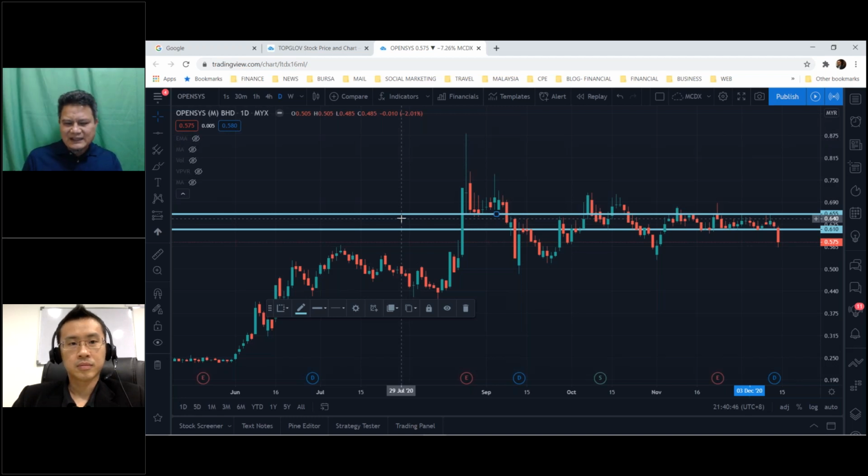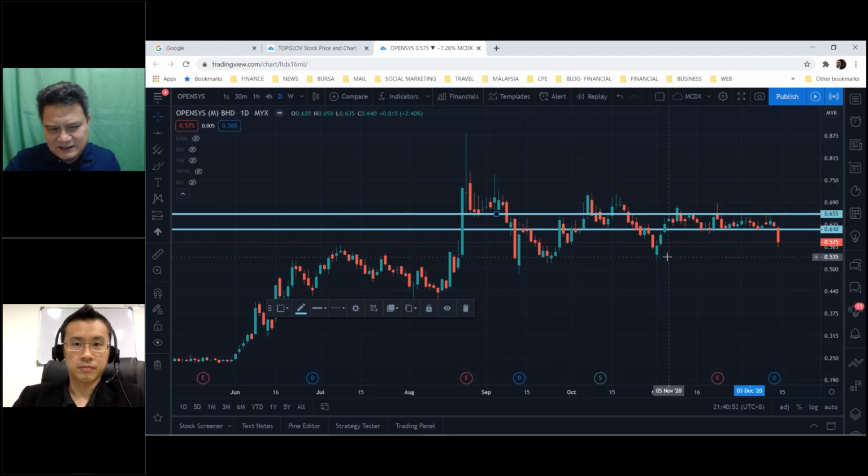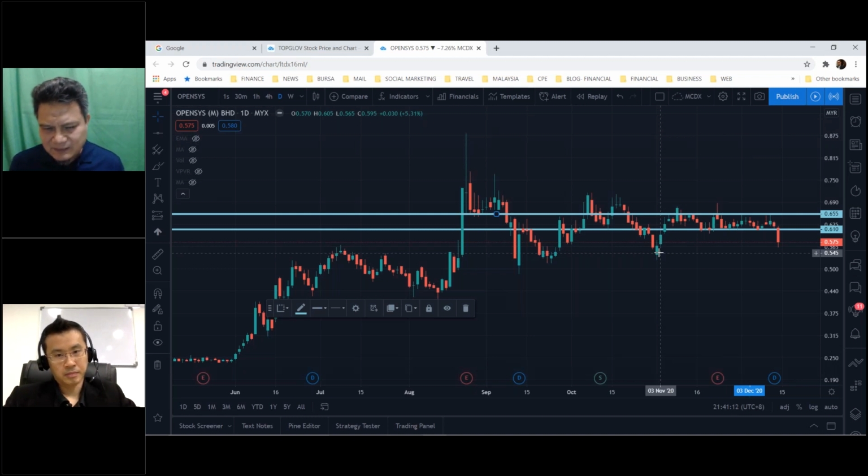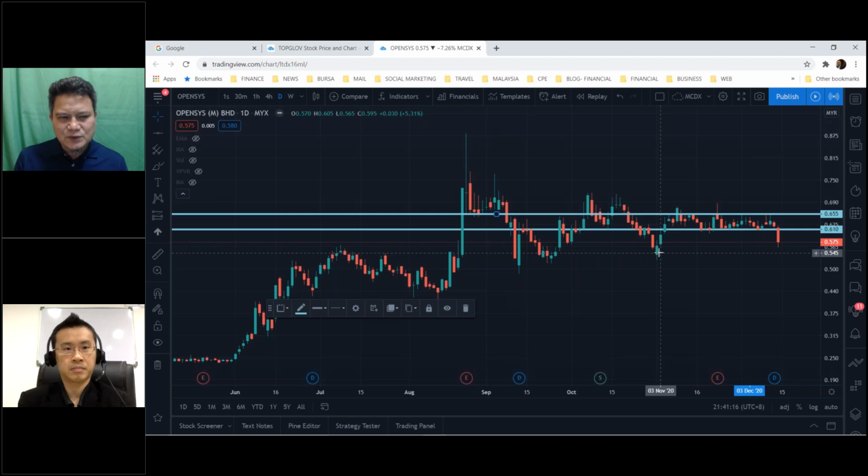For example, in here, let's say this is some sort of piercing pattern. There are a lot of different traders. If I am a short-term trader, maybe it's not good for me, and I may wait for the signal. Or if I am a long-term trader, I might not look at this kind of signal. Maybe I have to wait for a different signal, and the chart is also different.